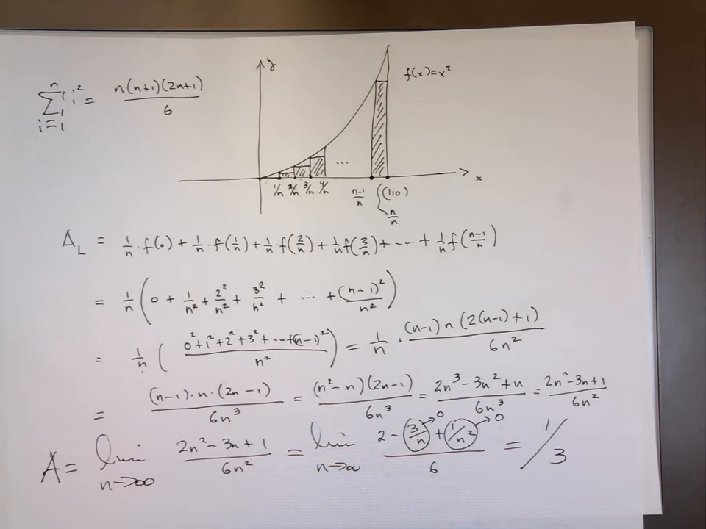What we're going to do now, believe it or not, is do the right endpoint rectangles and let n go to infinity there as well. Check this out.